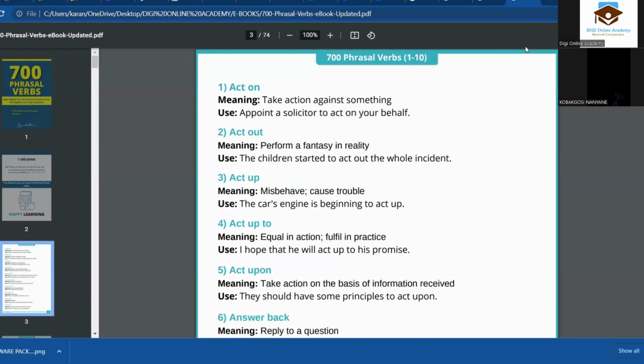Act up to, meaning equal in action, fulfill in practice. I hope that he will act up to his promise. When somebody is fulfilling their promise, whatever they said in words, they are doing in action, it is called act up to. So you promised me that you will do your homework today, which I gave you yesterday regarding your vocabulary. You acted up to it, right? You kept your promise. So now make a sentence where you find such a scenario where somebody has fulfilled their promise.